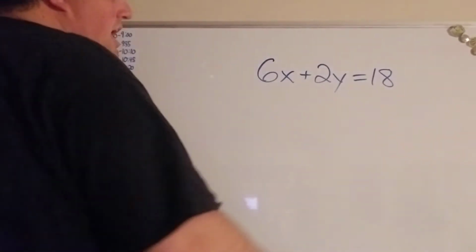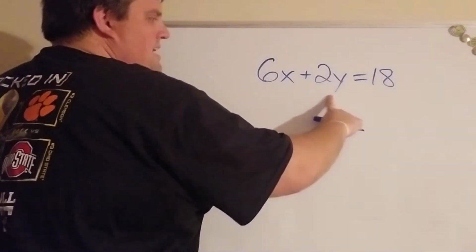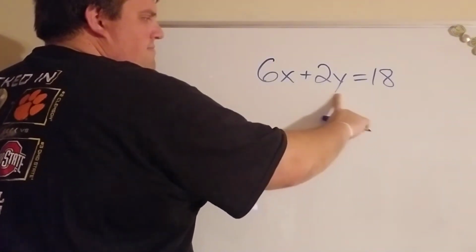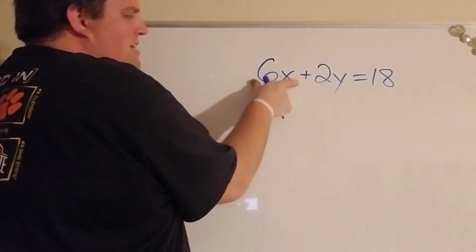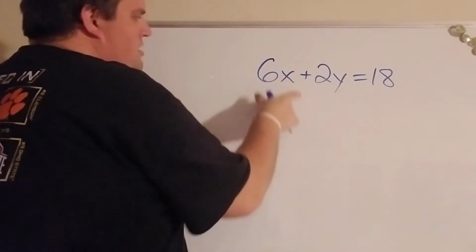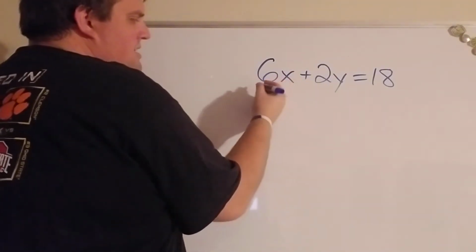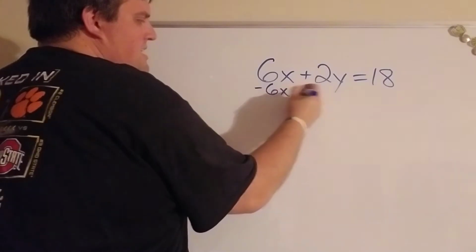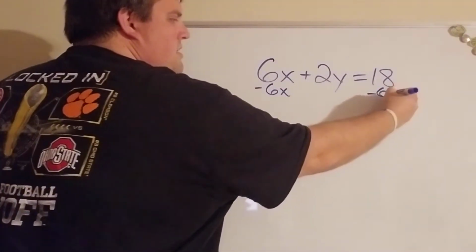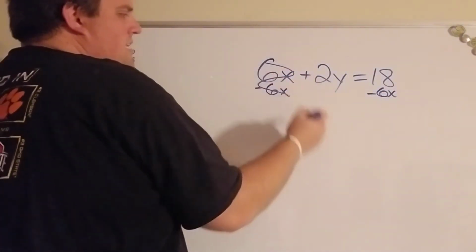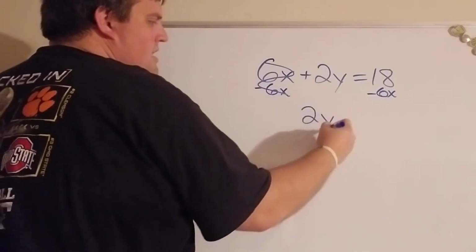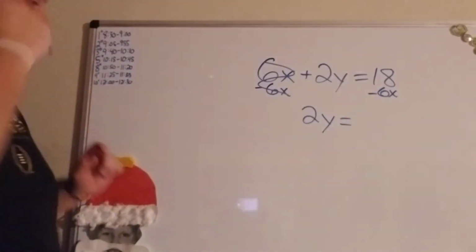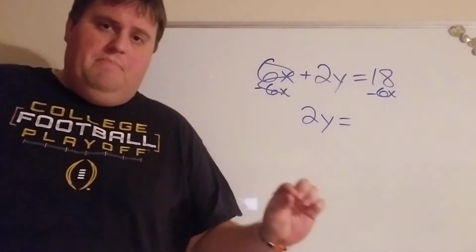So, if I wanted to get this y by itself, I would want to get rid of whatever I add or subtract to it. That was always the rule. So to get rid of plus 6x, I'm going to subtract 6x from both sides. Now those would cancel out. We still have 2y. Now over here is kind of the interesting part where people are going to mess up.